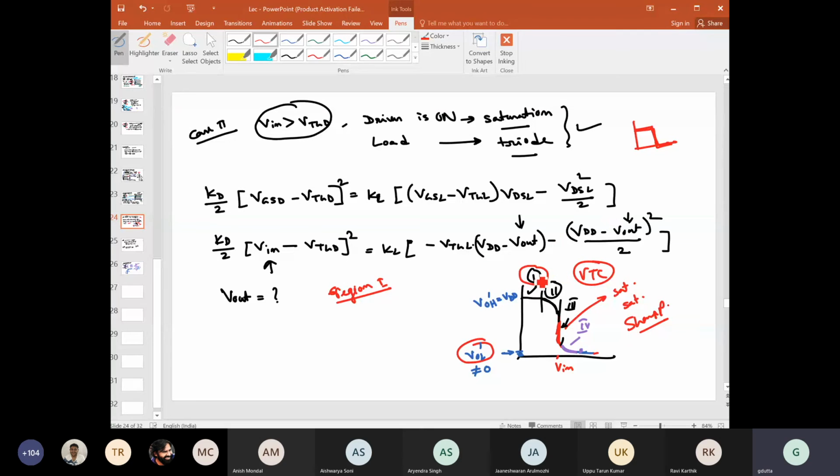this driver transistor was in cutoff, right? But the other transistor, the load transistor, was in triode region. In this region, driver in the saturation and load in triode. In this region, both are in saturation. In this region, driver in triode and the load is in saturation, right? Okay. So that's all for this.